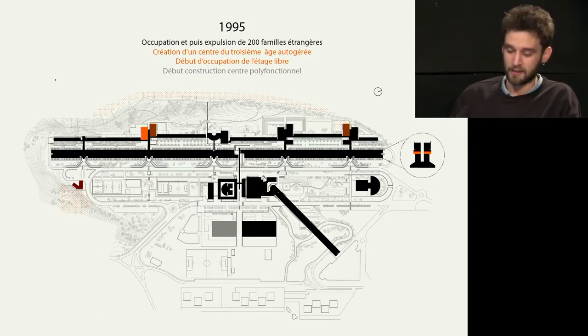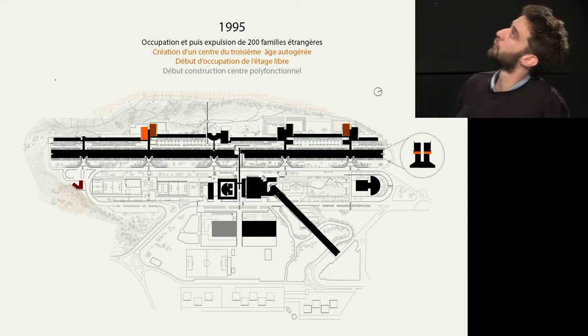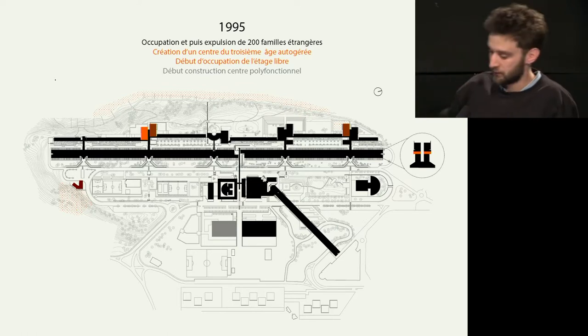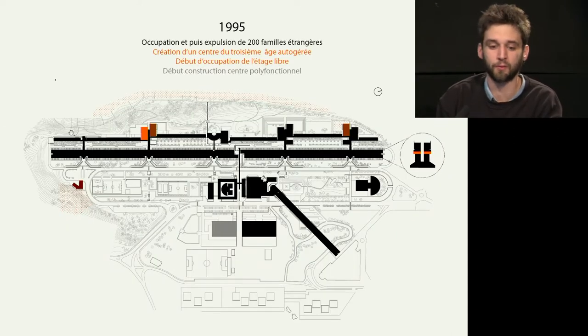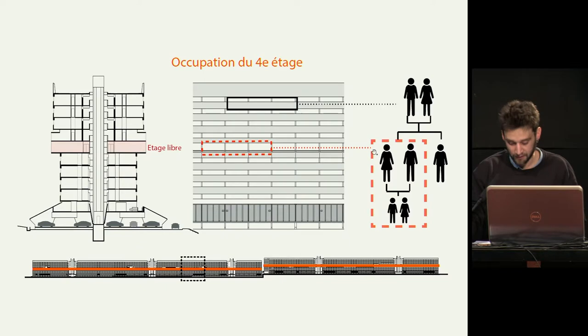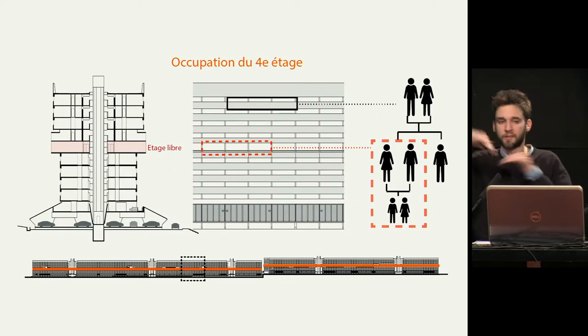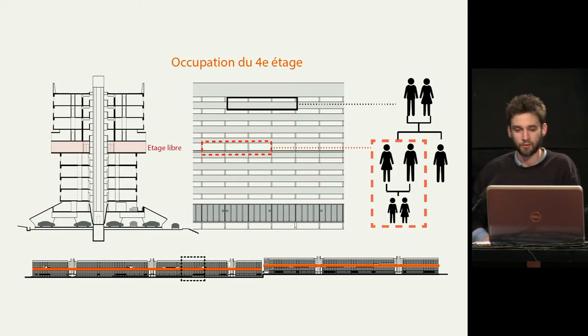At the same time, something very important: the inhabitants began to occupy the free floor, the empty floor. This is a standard cross-section. And why did they occupy that space? As Maria-Anita has already said, the architect had planned, on the basis of Le Corbusier's inspiration, in some cases on the fourth floor, sometimes the fifth floor, it varies from one to another.